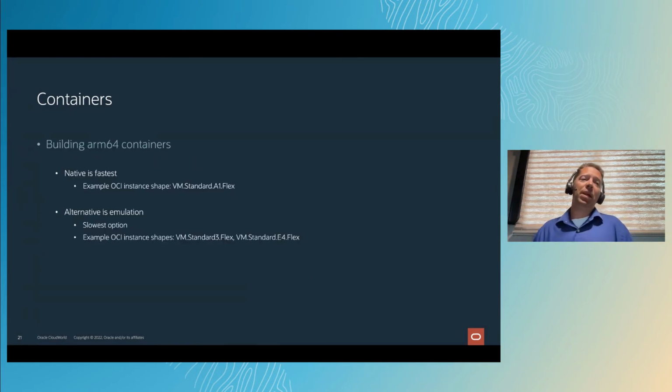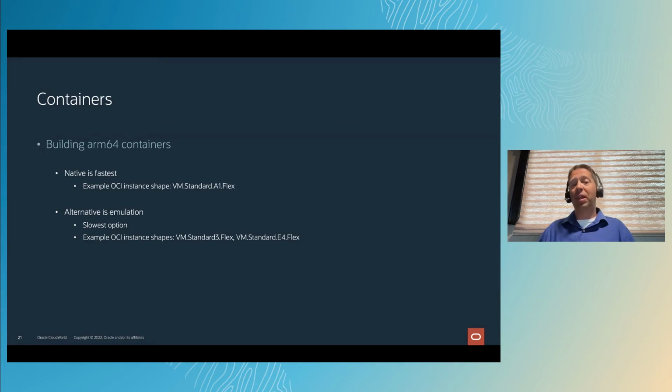Now, when we start looking at building these containers, there are different options. We can do it natively, in other words, fire up an A1 node, build the containers, and push them up to the registry from an A1 instance, or we can also emulate. I could emulate on an AMD or an Intel OCI shape and then push those up to the registry as well. Native is the fastest. It's definitely an ideal situation. If possible, it's usually best to go native. An example shape, and you'll see this recurringly, is the VM.Standard.A1.Flex shape, which is a VM shape that would be a great candidate for doing the native builds.